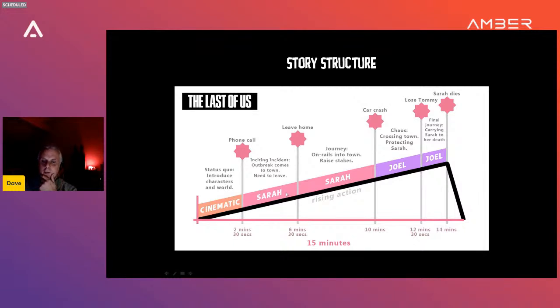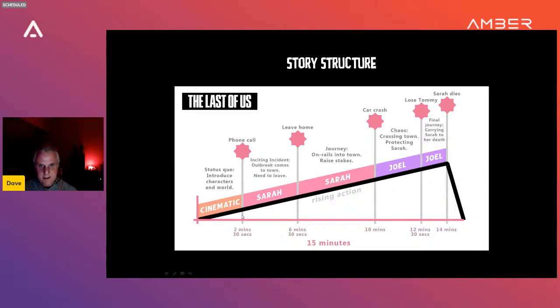Then we're going to move off to put the player into Sarah's shoes. So the player plays as Sarah. This is great because we can now learn with Sarah, we can grow with Sarah, we can understand what's going on, we can feel via Sarah. So she'll be infecting us with her emotions. Her emotions will be leaking through to us.